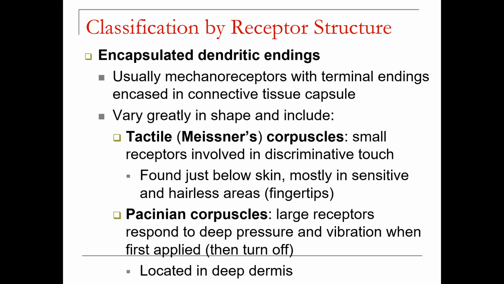Okay. Now, the encapsulated nerve endings, the dendrites covered with layers of connective tissue in a capsule, they are mechanoreceptors. They detect strong pressure, strong sensation. For example, Meissner's corpuscles are found just below the skin. We find these in the areas of our fingertips. These are for discriminating touch.